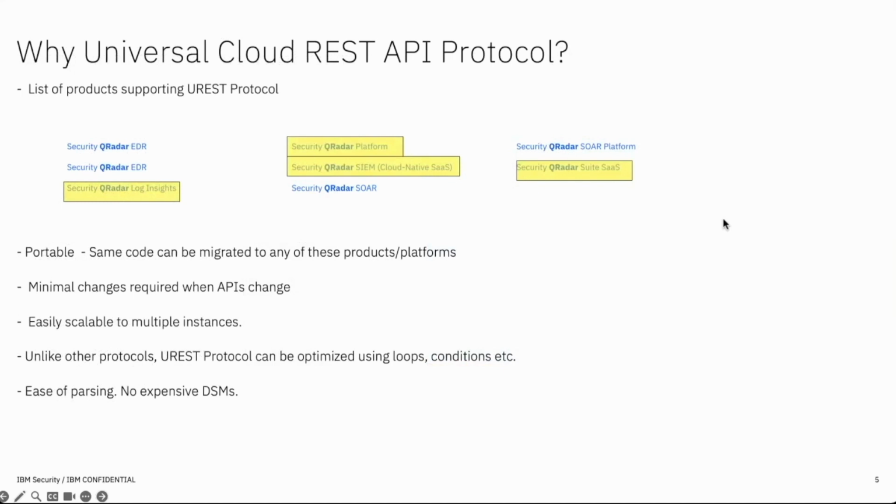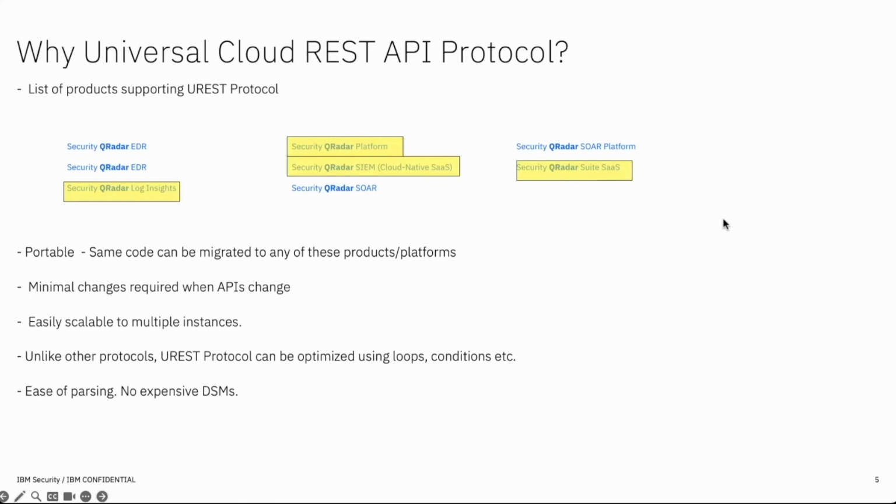So on this slide, you see a list of QRadar products, out of which we have highlighted a few of them. For all these highlighted products, the Universal REST API protocol can be used to integrate with a third-party security solution. So what does this mean? It means that if you have created an integration using UREST, that is the Universal REST API protocol, for say QRadar Classic, it will be easily portable as it is to the next gen QRadar suite of products. You don't need to make any changes, and that is why we say that the UREST protocol is portable.